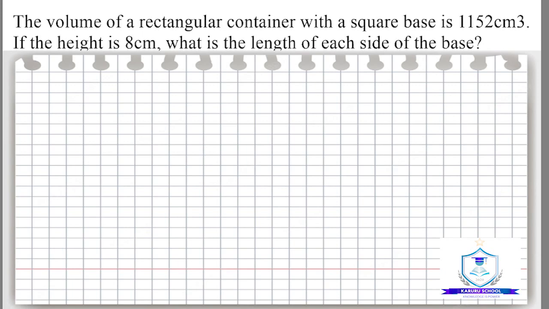In today's presentation, we are going to tackle a question regarding the volume of a rectangular container. So the question reads, the volume of a rectangular container with a square base is 1152 centimeters cubed. If the height is 8 centimeters, what is the length of each side of the base?